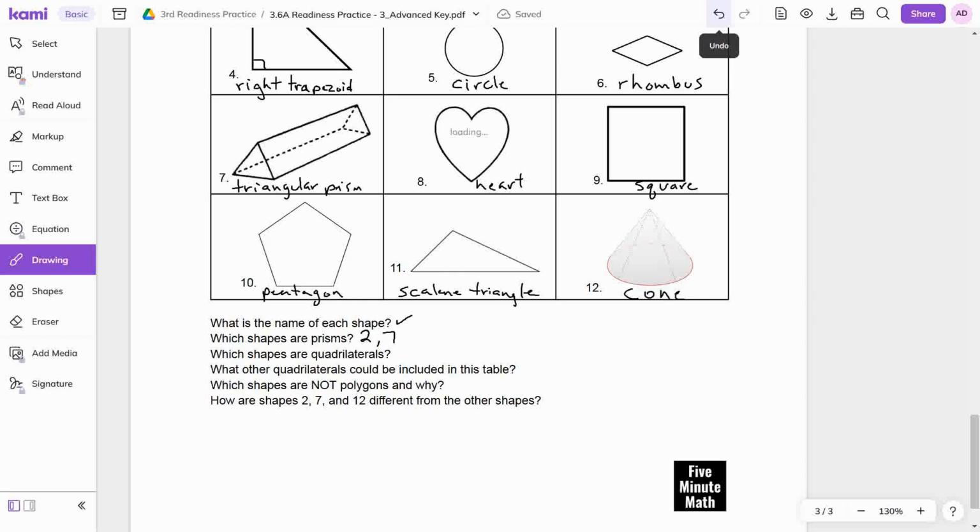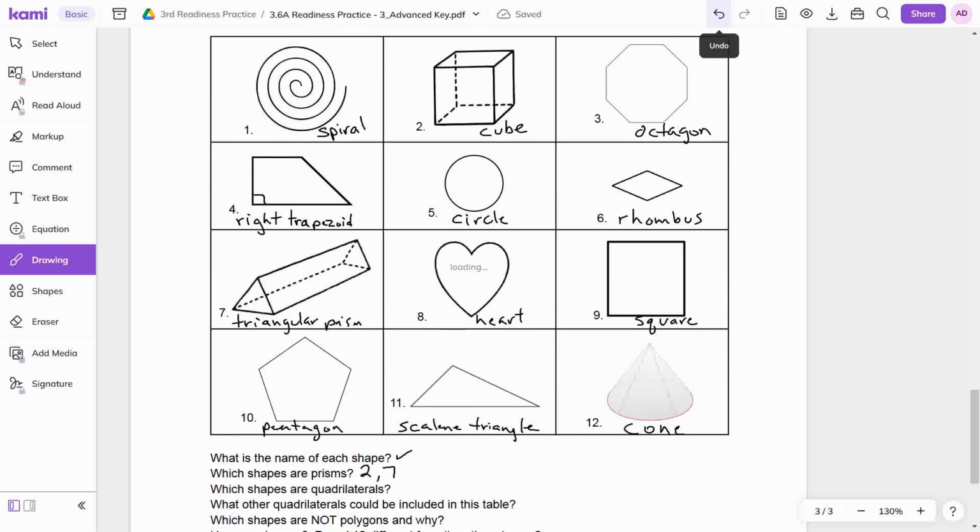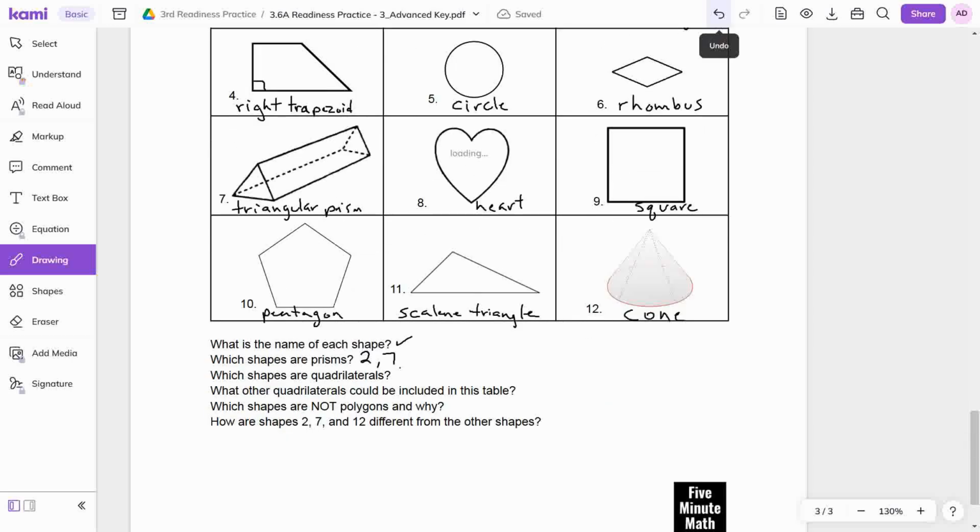Which shapes are quadrilaterals? Those are four-sided shapes. So I see a right trapezoid, 4. I see a rhombus, 6. And I see a square, 9. Those are my four-sided shapes.